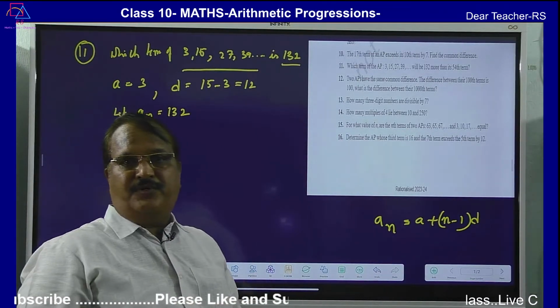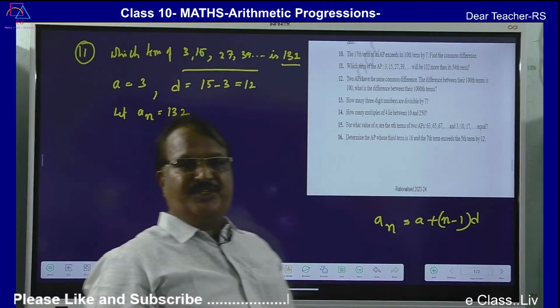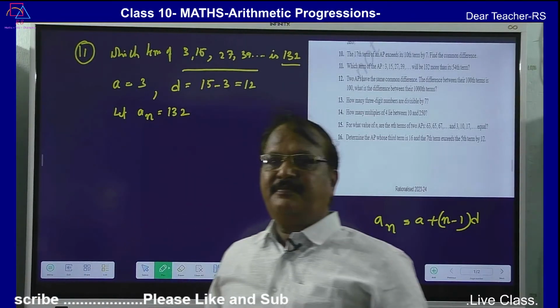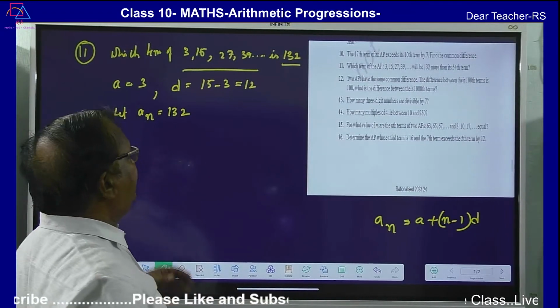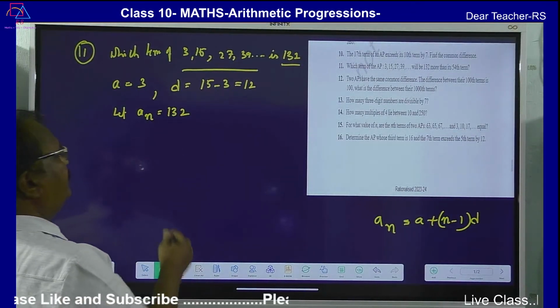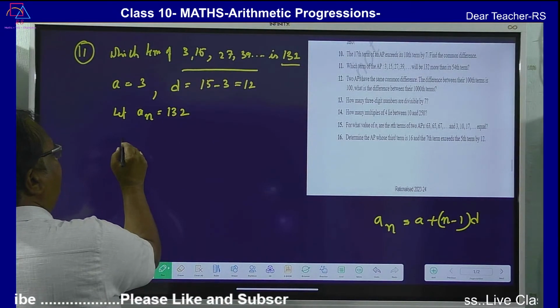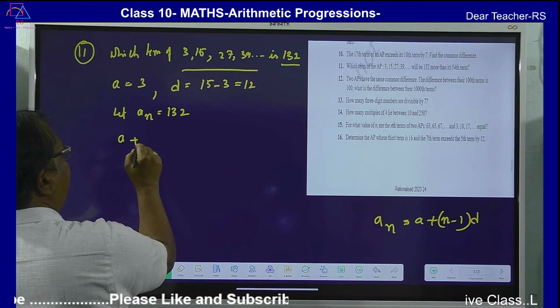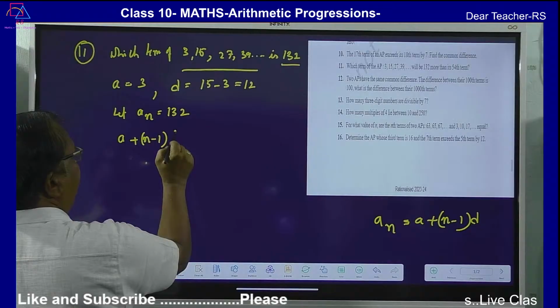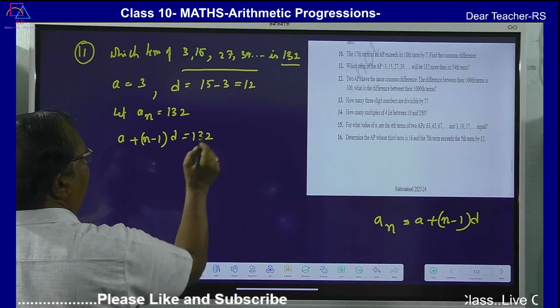Because n we don't know. Which term we don't know. Which term means either the 20th term or the 10th term or whatever. So which term we don't know, that's why we kept n. So our target is to find n. The formula I have already given there: a plus (n minus 1) into d is equal to 132.